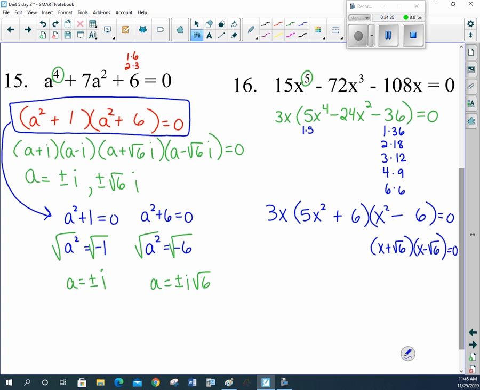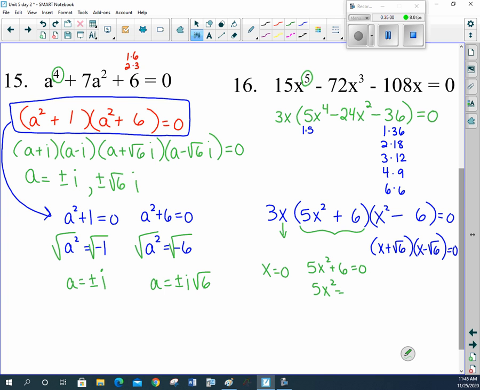So since we're solving, I think I'm just going to go ahead and start solving right now. From this x right here, I know x is 0. That's one of my answers. From this parenthesis right here, I'm going to say 5x squared plus 6 equals 0. Subtract my 6.